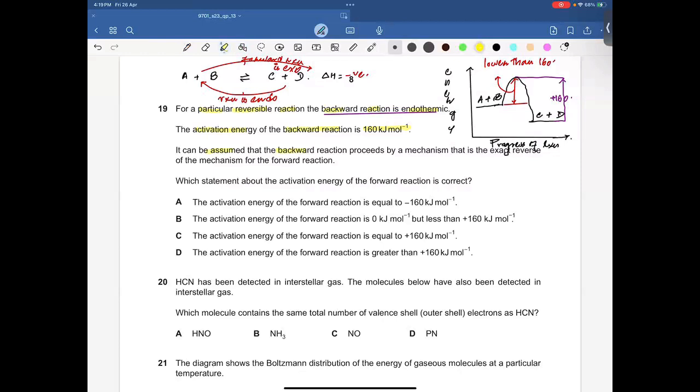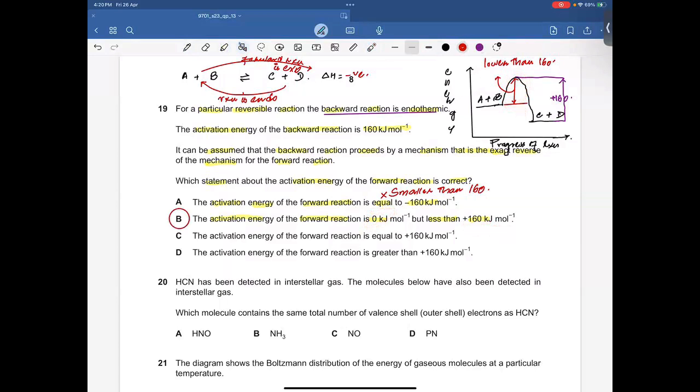It can be assumed that the backward reaction proceeds by a mechanism that is an exact reverse of the mechanism for the forward reaction. Which statement about the activation energy for the forward reaction is correct? So the activation energy for the forward reaction is equal to minus 160. It's not equal. It should be smaller than 160. I have given you the instructions here, which is represented by this red line. Now the activation energy for the forward reaction is 0 kilojoule per mole, but less than 160. Obviously, it is greater than 0, but lesser than 160. So I can accept this statement.